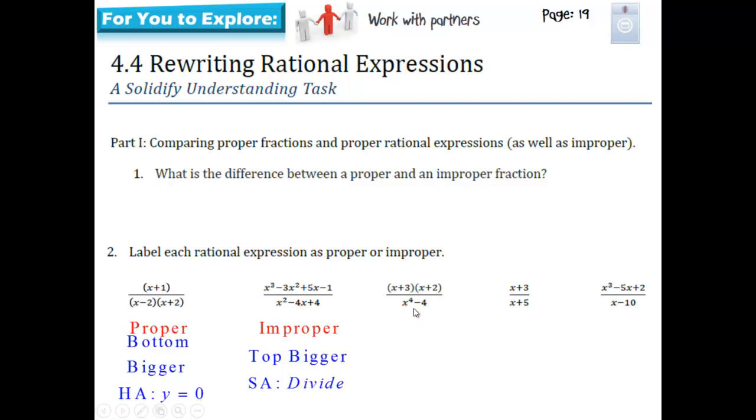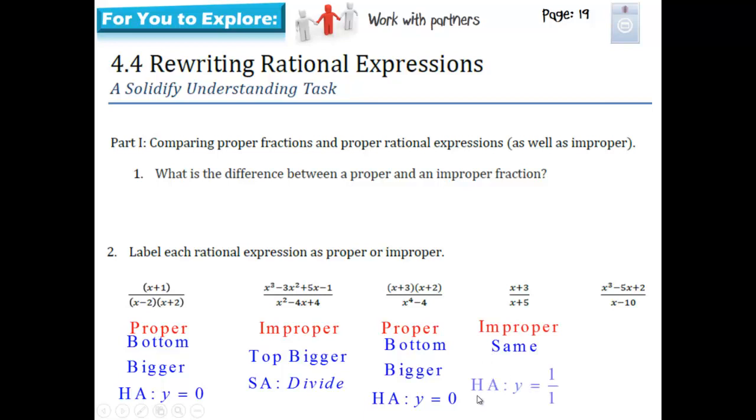Well, this is a degree of 2 divided by a degree of 4. So bottom is bigger, so that's going to be proper. And whenever it's proper, it's going towards 0, or the horizontal asymptote is 0, approaching 0 from either side. Over here we see that they're the same. The degree is 1 on the top and the bottom. So that is proper or improper? Good, improper. And we would just take the fraction of the coefficients, so that'll be 1/1. And this one, the top is bigger, so that means it's improper and it's going to be a slant asymptote. We're going to be dividing.